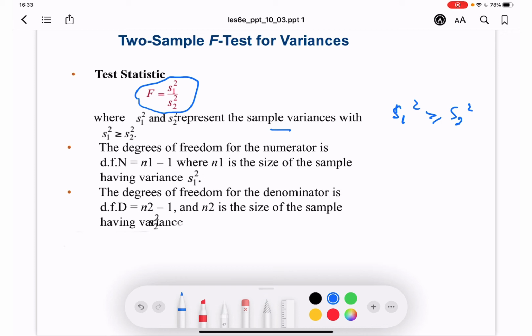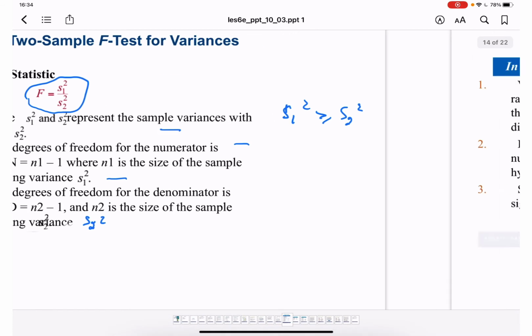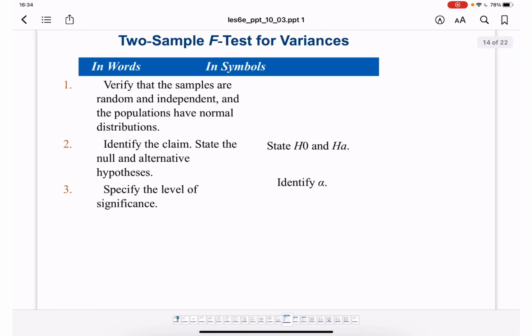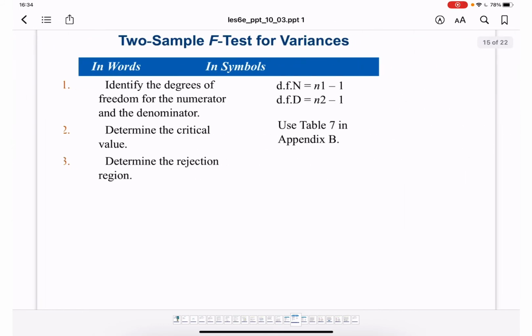So the degree of freedom for the numerator is n1 minus 1, matching the variance S1 squared. The degree of freedom for the denominator is n2 minus 1, matching the variance S2 squared. Okay, so here are the step by step things that need to be done. You can read it by yourself later on. I don't need to just read it.